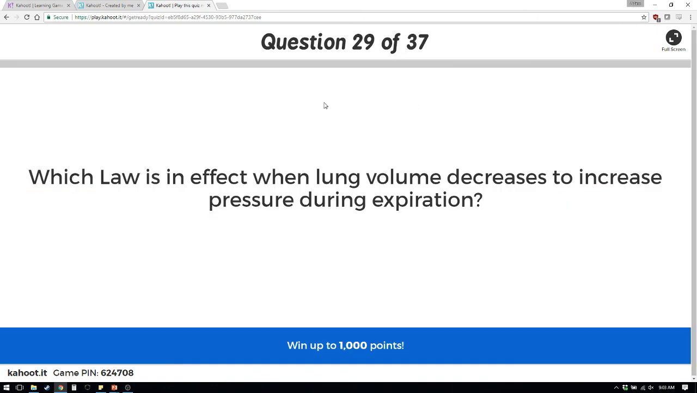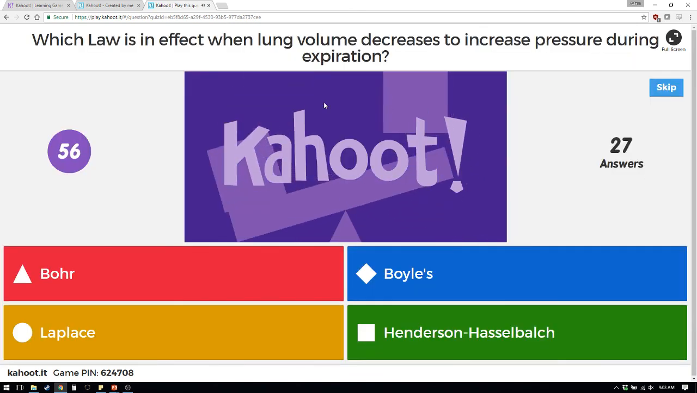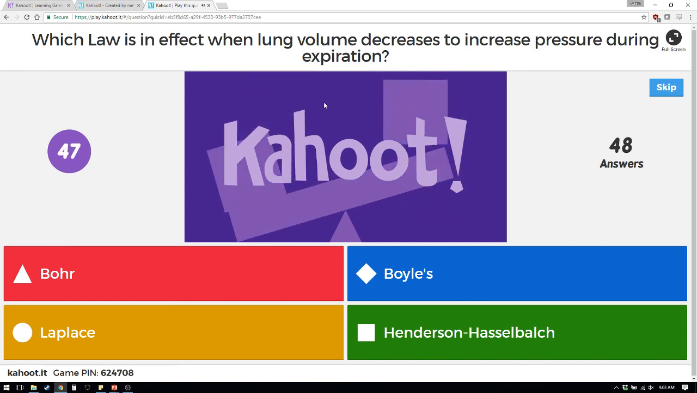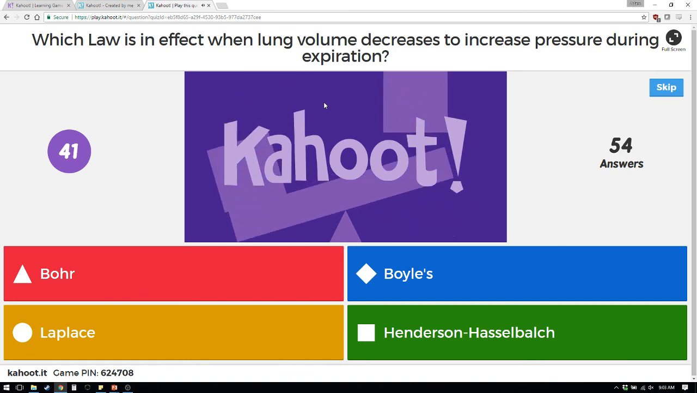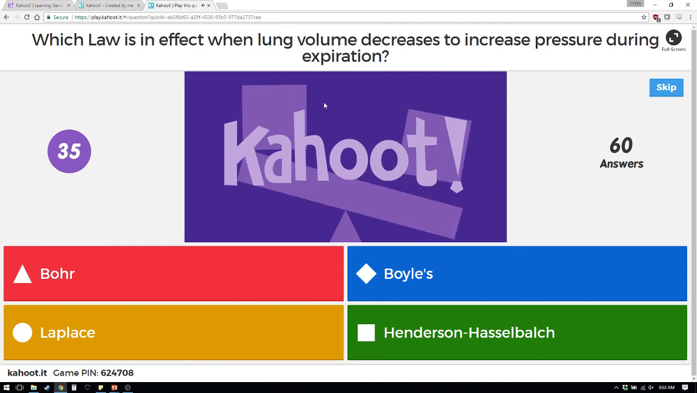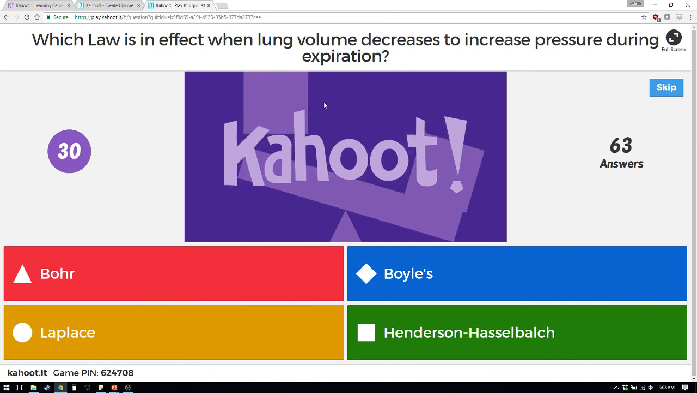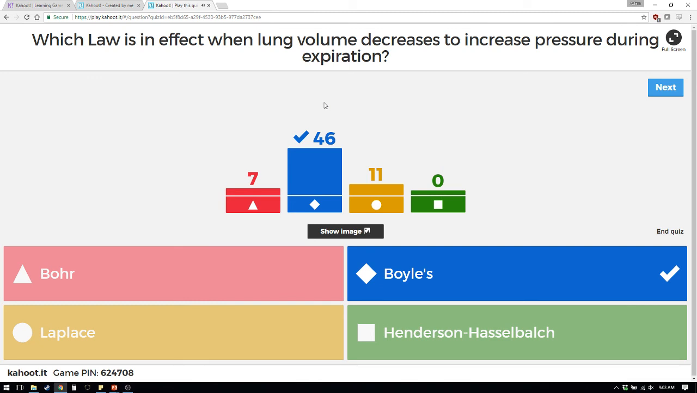Close game. Which law is in effect when you have lung volume decreases to increase pressure during expiration? Boyle's law. What is the law of Laplace?